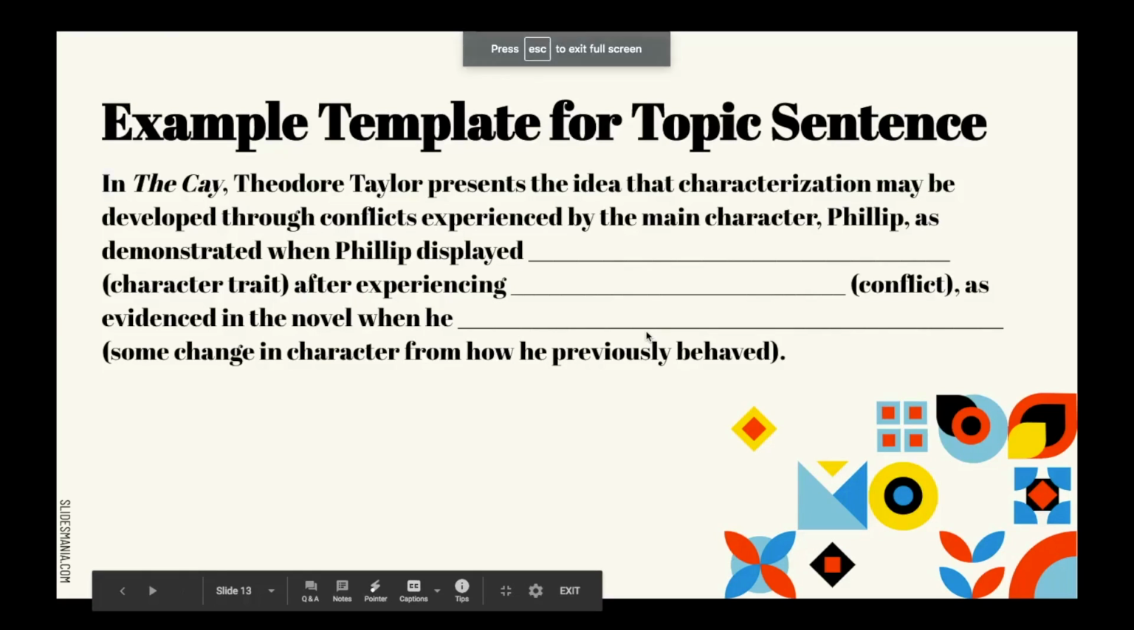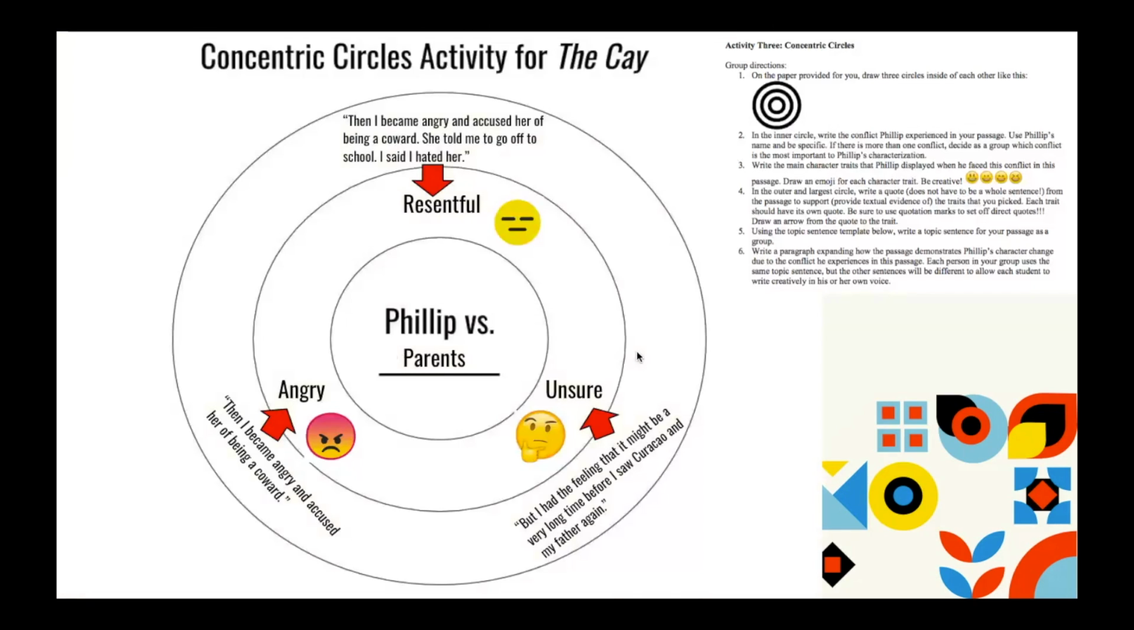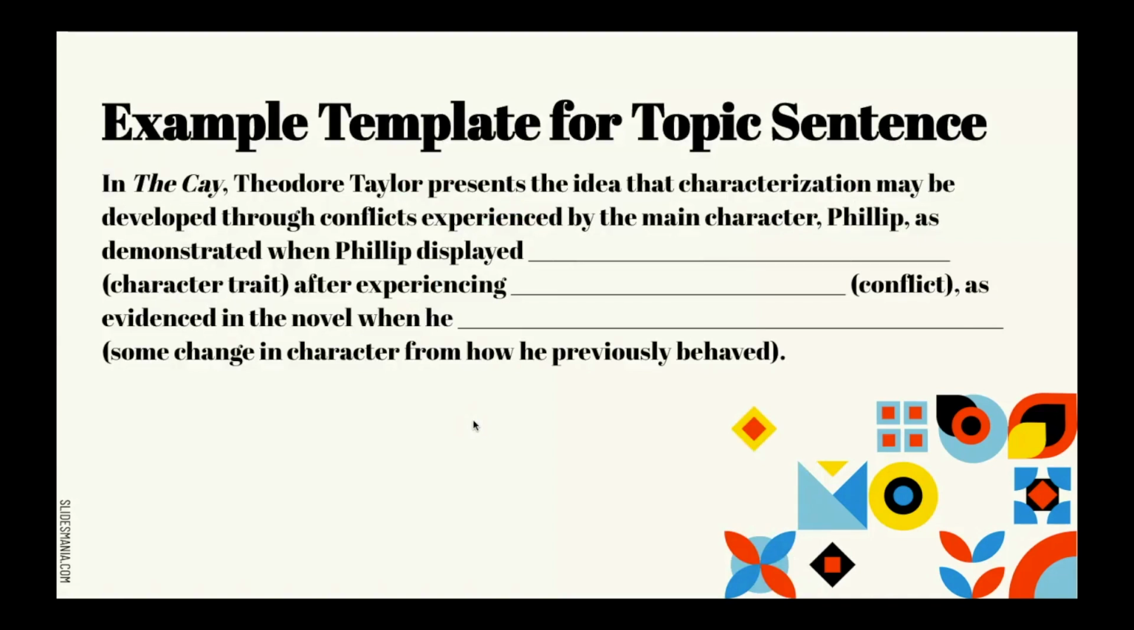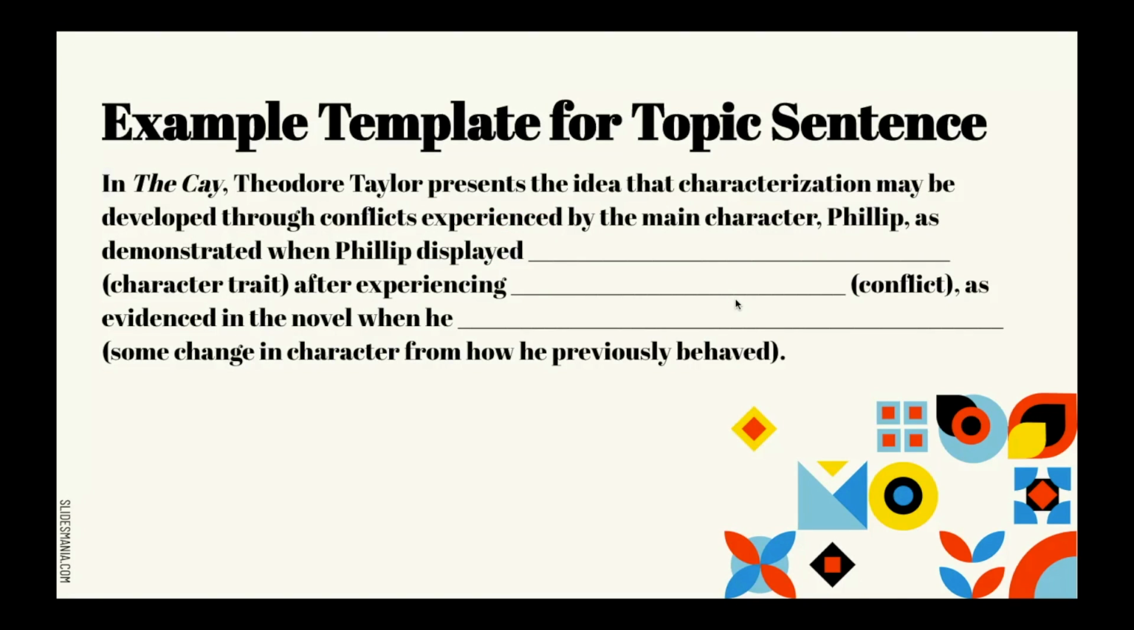And then lastly, once students finish the concentric circles activity, they will be able to take what they've developed here, reviewing each of the passages, to use this sentence stem that has some hints about character traits, conflict, and shows them where to use the changes from the character. They will use this template to write a topic sentence based on the information from the concentric circles activity. That will then lead to having students write an AEC paragraph that provides the reader with information regarding how Philip progresses from the beginning of the novel until the end.